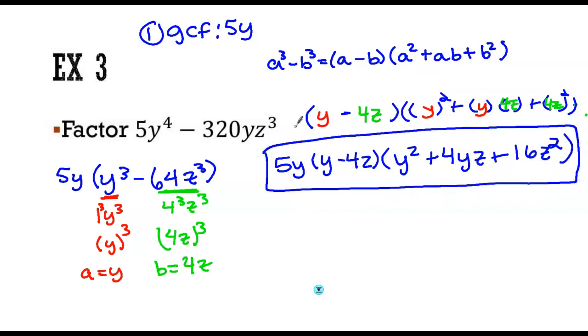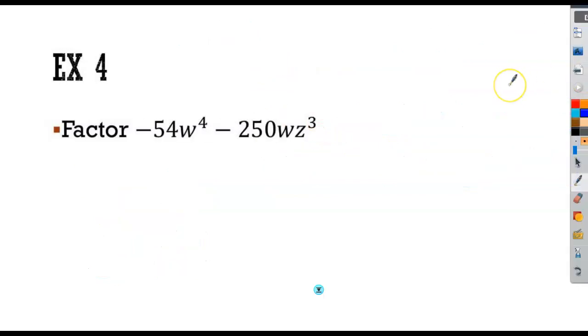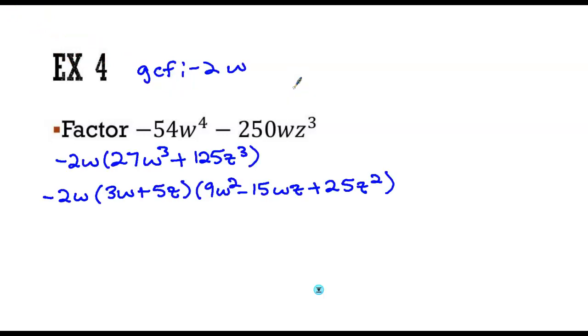What do y'all think? I want you to try this next one on your own. Example 4. First, see if there's a GCF, and then try to factor it using sum or difference of cubes, depending on which one you need. All right, check it out. See if you got the same answer that I got. All right, if you have questions, let me know.